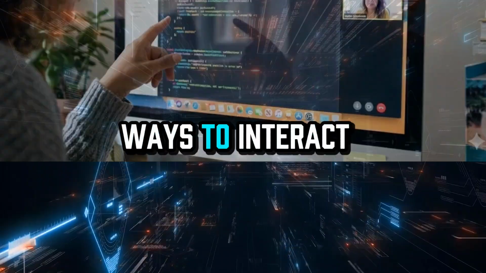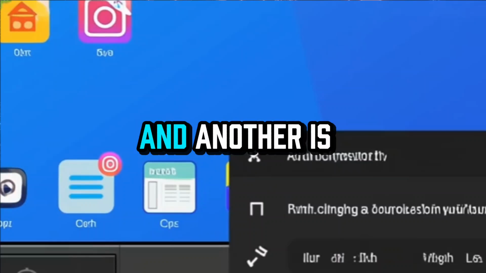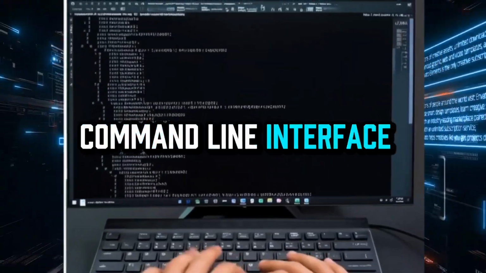Basically, there are two ways to interact with a computer. GUI, that is graphical user interface, and another is CLI, command line interface.